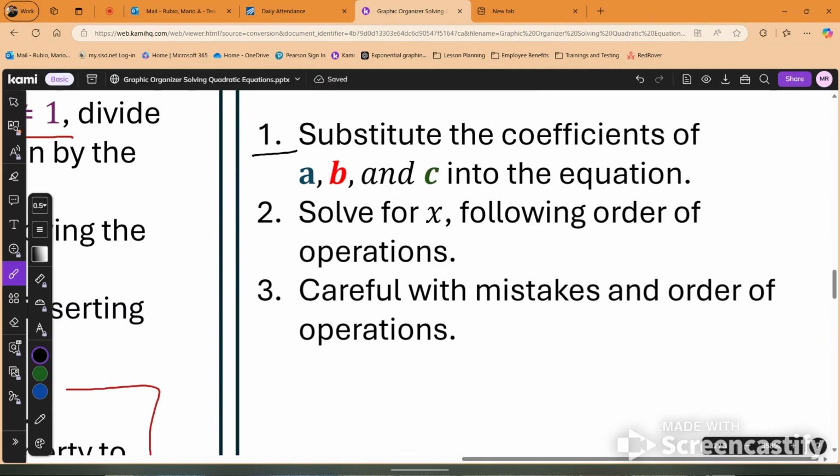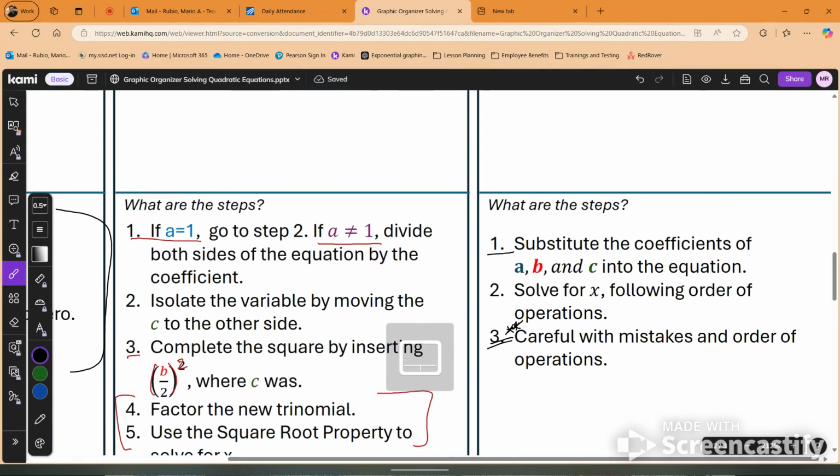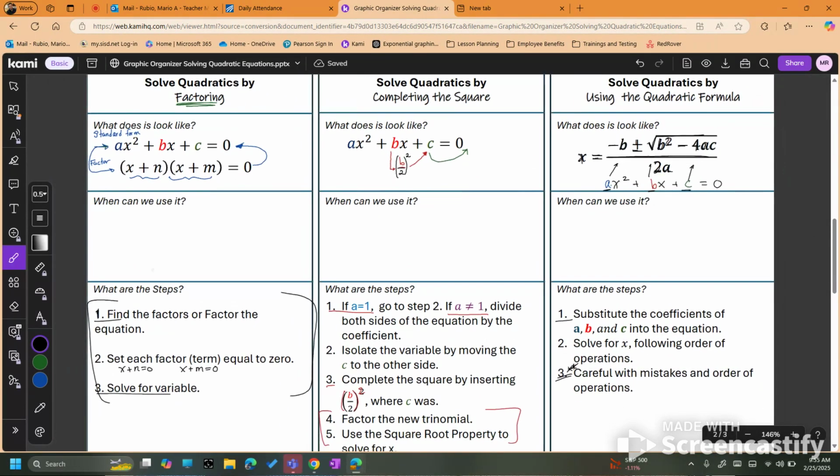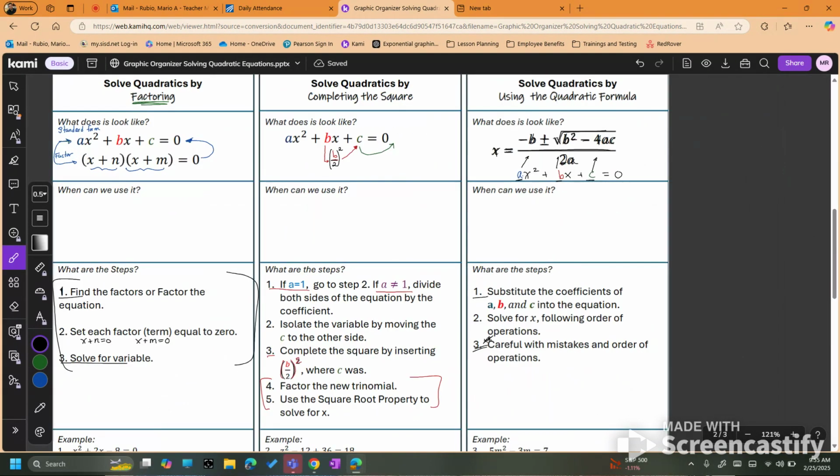You solve for x, then you follow order of operations while you're doing that, and you have to make sure that you're very careful about mistakes in order of operations. So what I want you to do is make sure you copy all of this down into your graphic organizer. Where are we at? Right here. You should have copied all this down. Your partners are going to get the when we can use it and the examples, and then you're going to swap the information with each other. Okay?